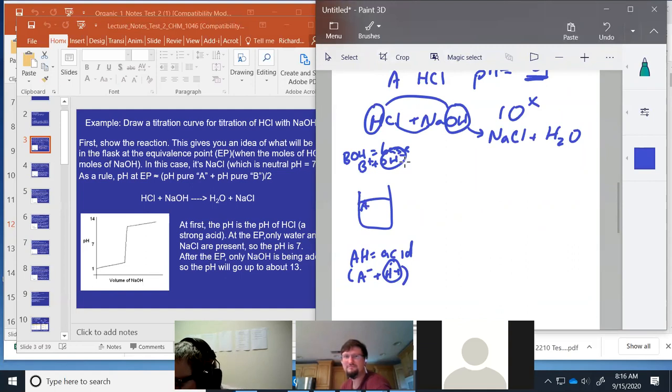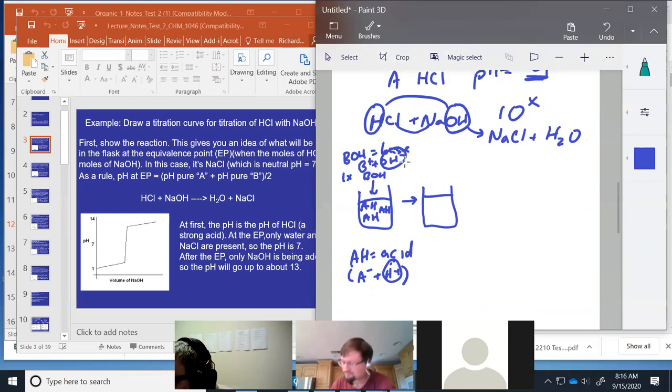So in the flask, we've got our AH. I'm going to put down 3 AHs here, just for kicks. So what happens? We have our BOH, and I'm just going to add 1 in here for now. And what we're going to get is one of the BOHs will react with one of the AHs.